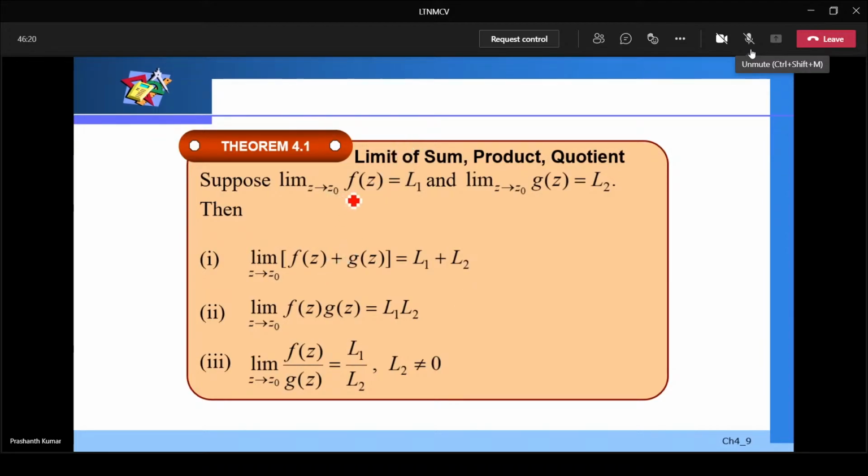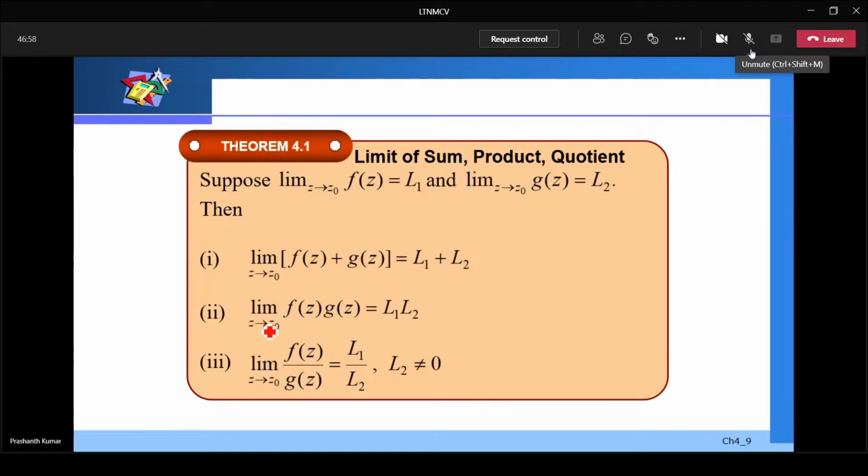Suppose the limit as z tends to z naught of f of z is equal to L1, and the limit as z tends to z naught of g of z is equal to L2. Then you can apply the limit to f of z plus g of z, and that is simply the sum of the limits of each function. So the limit as z tends to z naught of f of z plus g of z is equal to L1 plus L2. What is L1? L1 means this one. L2 means this one.